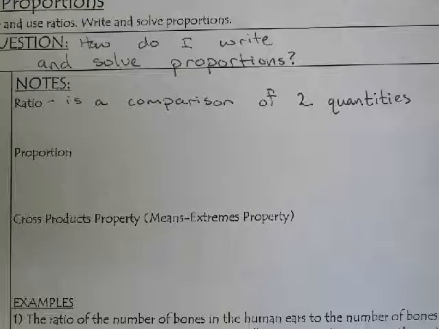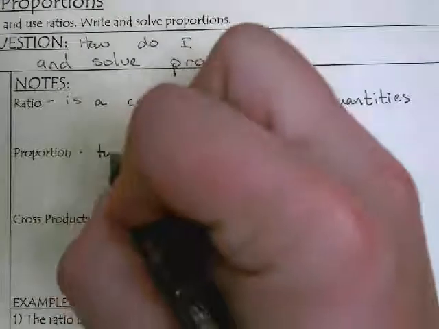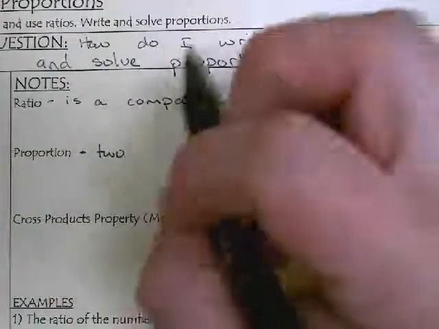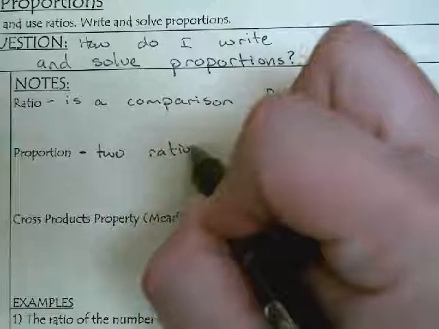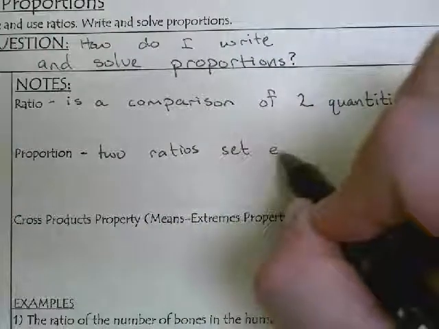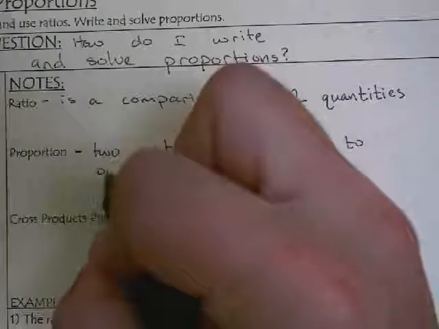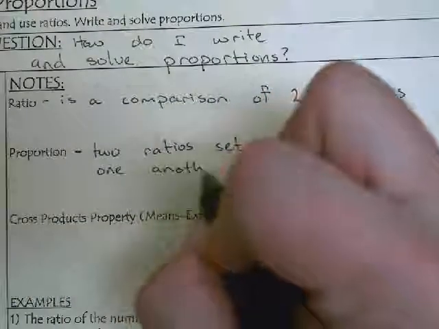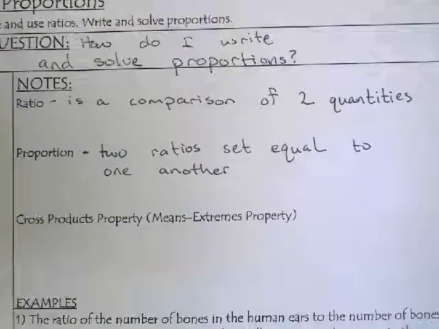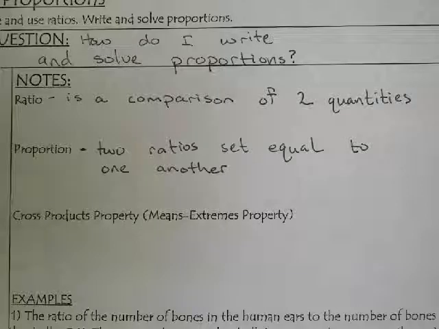Now that we have the definition of a ratio, we can write our definition of proportion. Proportion is two ratios set equal to one another. So the ratio you can think of as simply a fraction, and a proportion could be when we have two fractions that are equivalent.